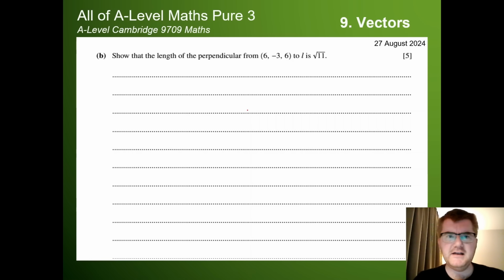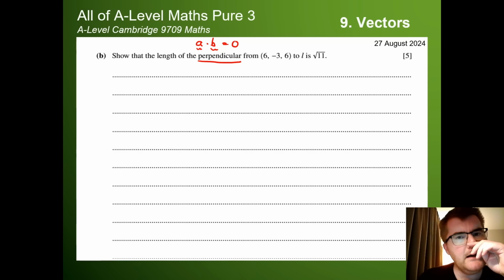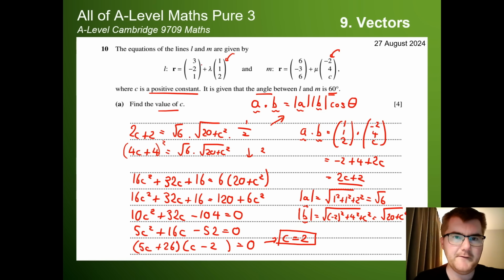Now 10b, show the length of the perpendicular from (6, -3, 6) to L is root 11. Okay, for 5 marks. So I see length of perpendicular. As soon as I see the word perpendicular, I'm thinking of the dot product being 0, so at 90 degrees to each other. Before we do that, we need to find the vector between L, which is our first equation.